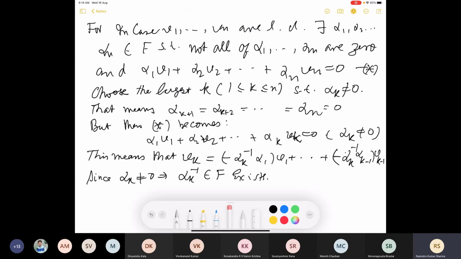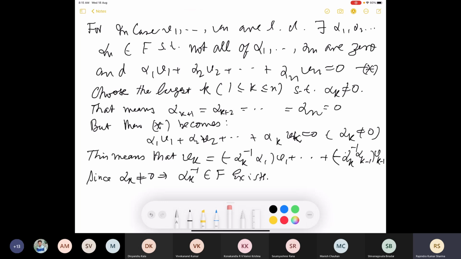Remember what we used in the proof, a simple observation that among all the non-zero scalars, choose the k largest such that alpha k is not 0. That forces that all other higher coefficients, that means alpha k plus 1, alpha k plus 2, and so on, up to alpha n, all of them are 0. And that reduces effectively the linear combination alpha 1 v1 plus alpha 2 v2 plus alpha n vn equals 0 to the linear combination alpha 1 v1 plus alpha 2 v2 plus alpha k vk equals 0.